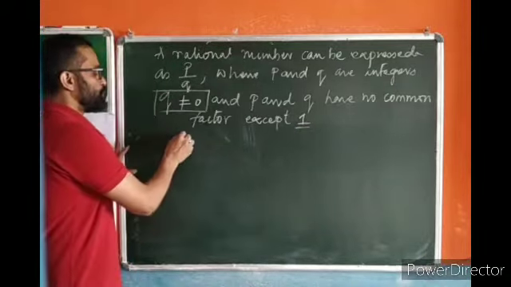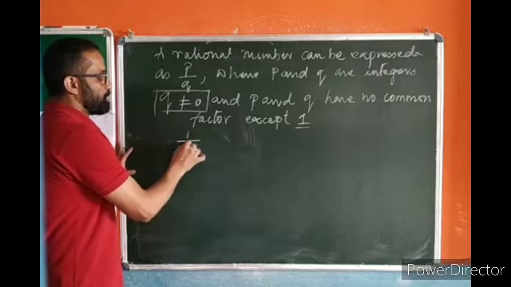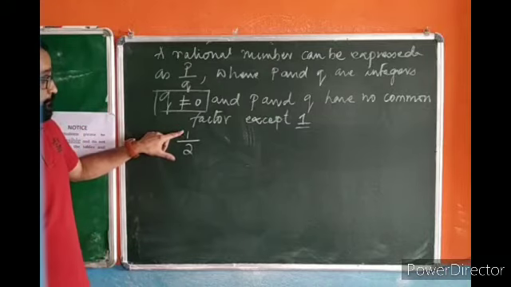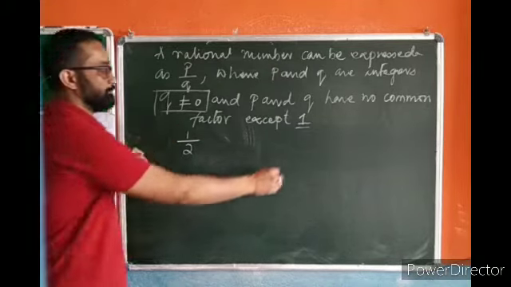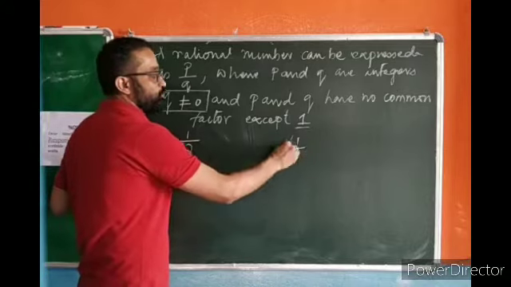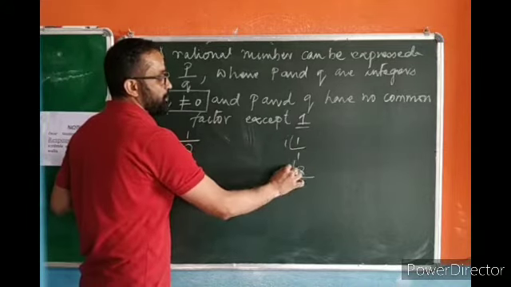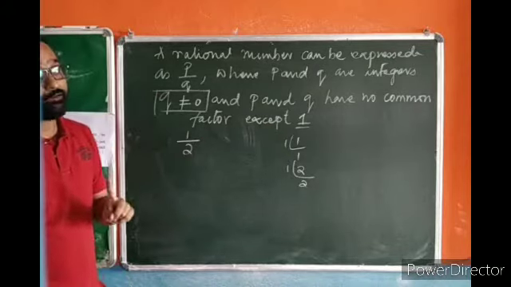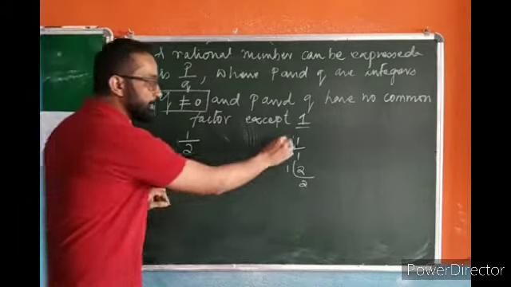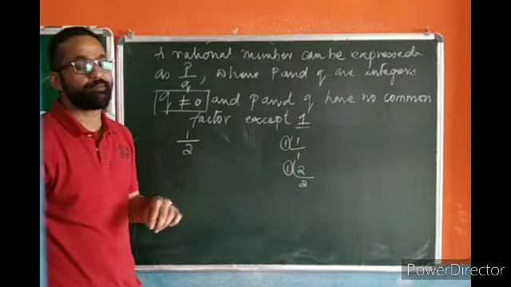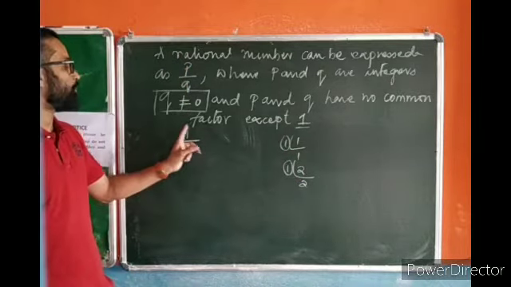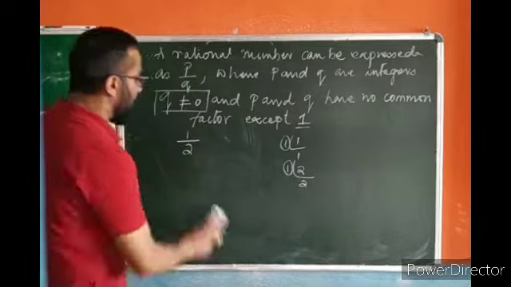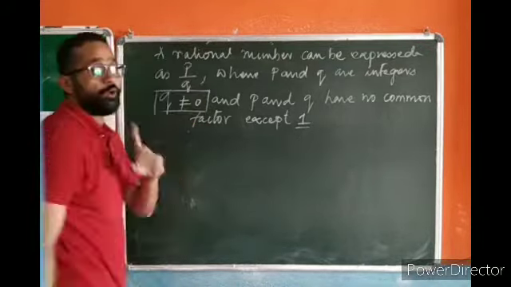Means that, suppose I write 1 divided by 2. Factor of 1 is 1. We find prime factors of 2: 1, 2. These two do not have a common factor except 1. Except 1 means that the HCF of 1 and 2 should be equal to 1. Highest common factor should be 1.